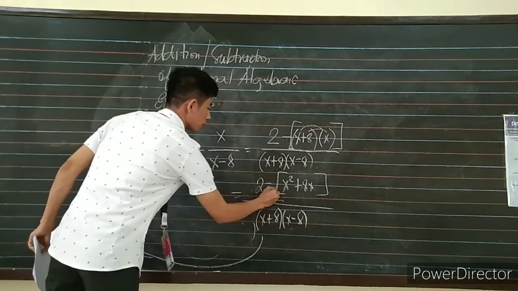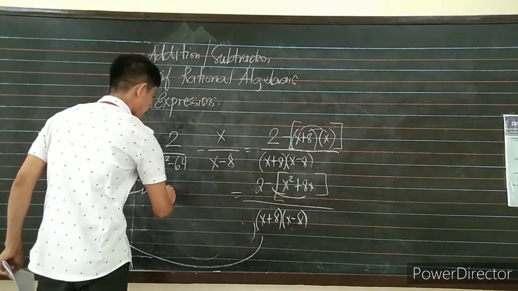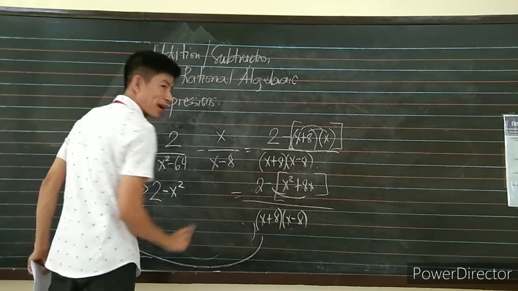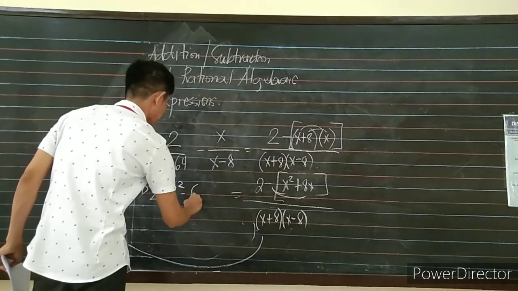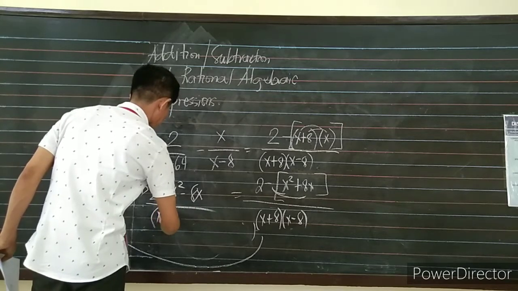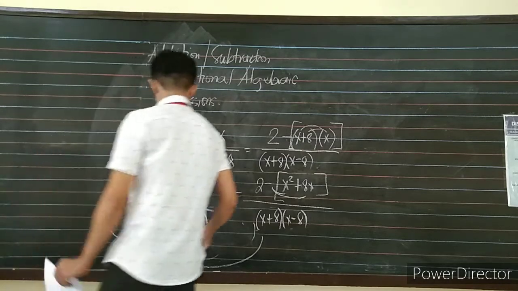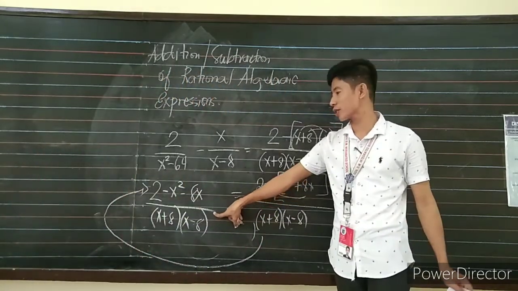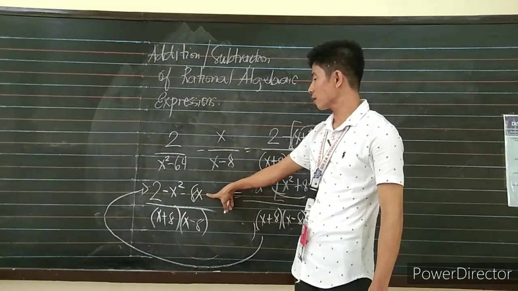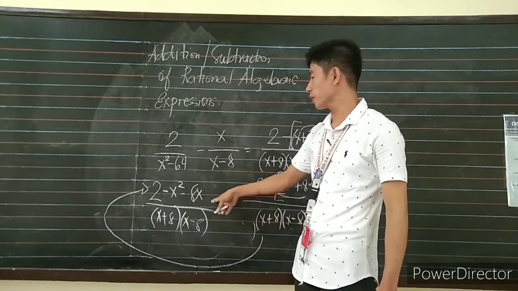We need to distribute the subtraction symbol. So that is negative x squared. Then negative times positive 8x is negative 8x, all over x plus 8, x minus 8. Okay, so this is our final answer. This expression is not factorable, so we don't need to simplify that.